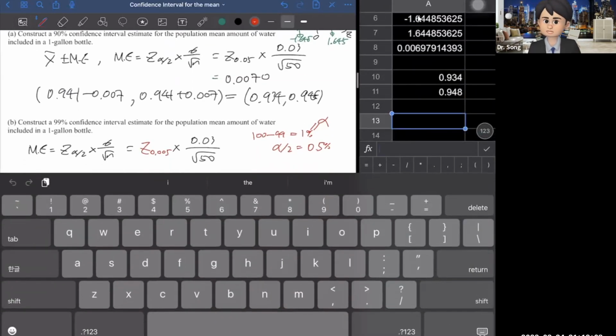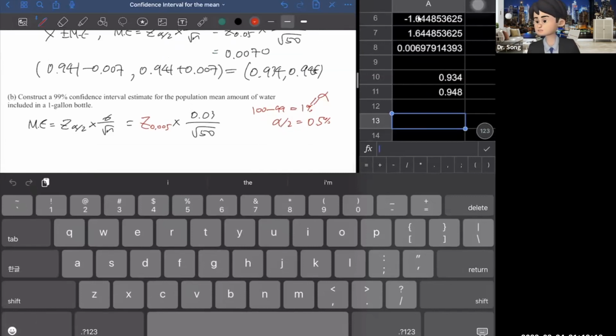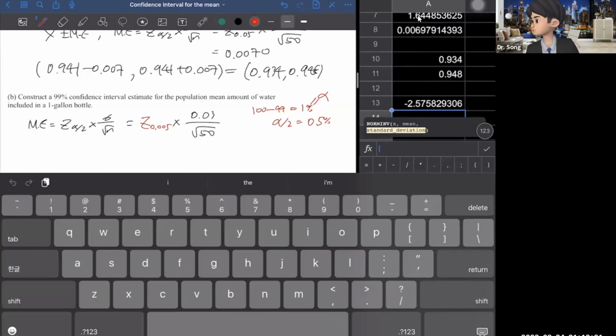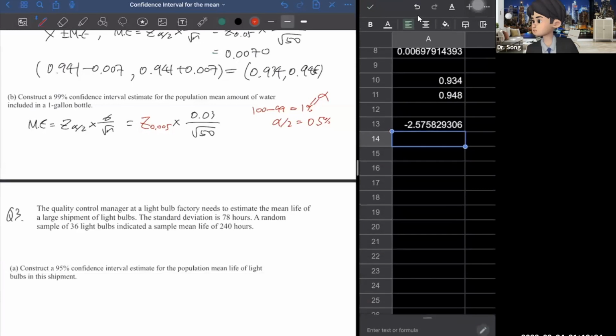Again, you can find the negative one or the positive one. Doesn't matter, but you need to know that the critical value has to be positive. So let me find the negative one, but I'm going to drop the sign. The norm inverse 0.005, mean equals 0, standard deviation equals 1. Then I got negative 2.576 up to 3 decimal places. Then I drop the sign, that is 2.576.